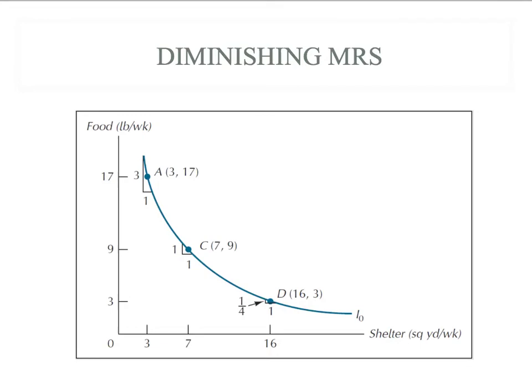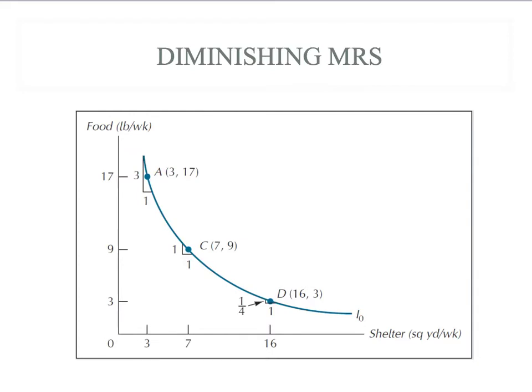On this next slide, we can see multiple marginal rates of substitution on one curve. If we look at the top here, we can see a situation where 3 units of food are being given up to offset a one unit gain in shelter. So in other words, our marginal rate of substitution here is 3 units of food for 1 unit of shelter, or 3 in this case.